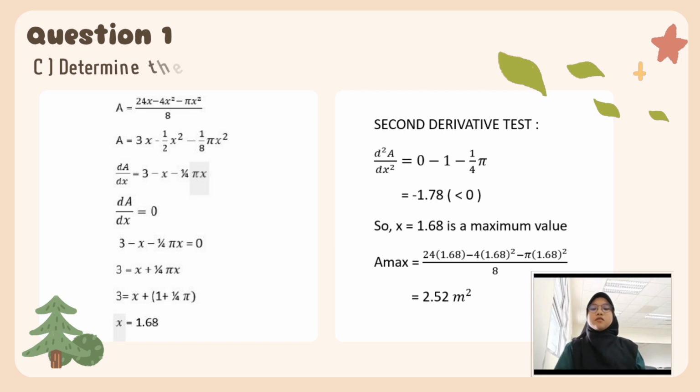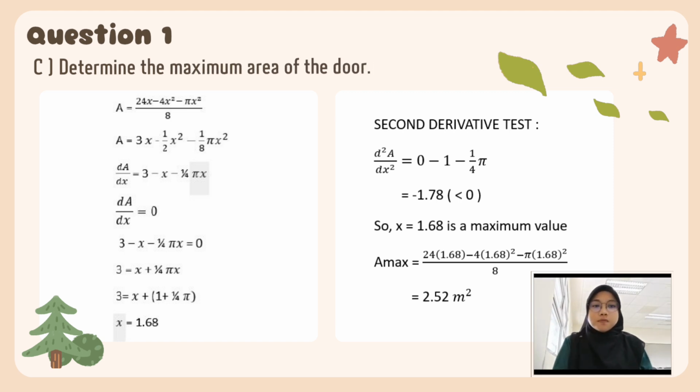Alright, for the last question, to determine the maximum area of the door, we are using the formula area equal to 3x minus 1 over 2 x square minus 1 over 8 pi x square. So the first step is to find the derivative, which is dA over dx equal to 3 minus x minus 1 over 4 pi x. And then we need to let the derivative equal to 0. So dA over dx equal to 0, 3 minus x minus 1 over 4 pi x equal to 0.